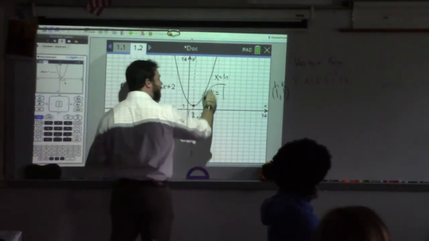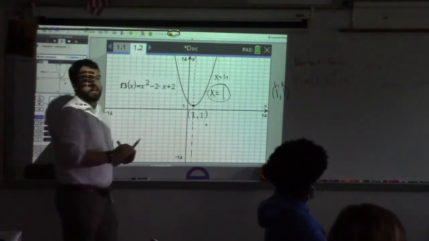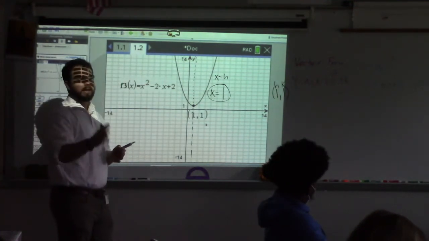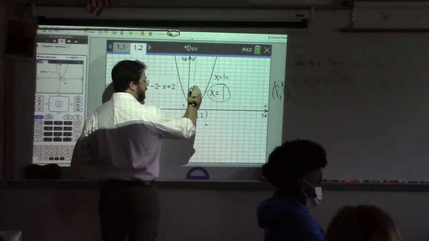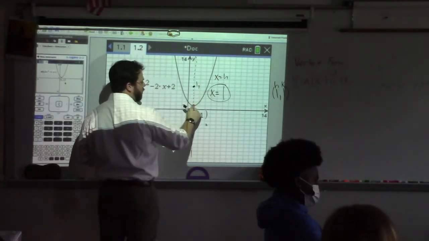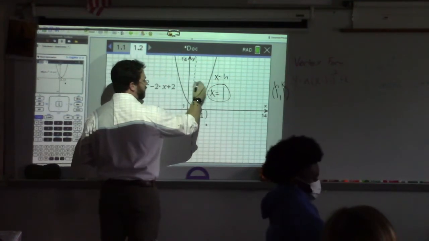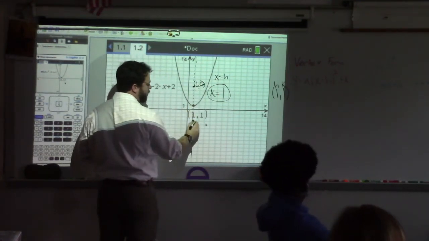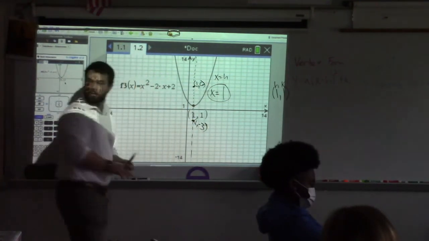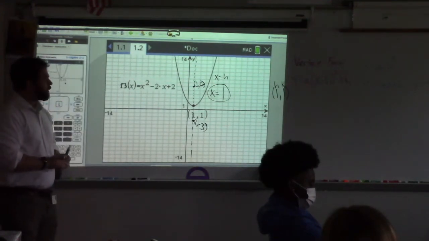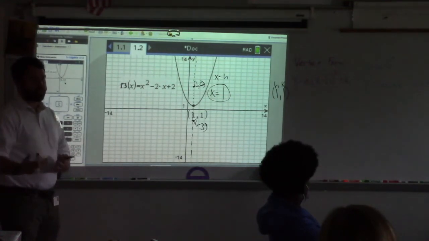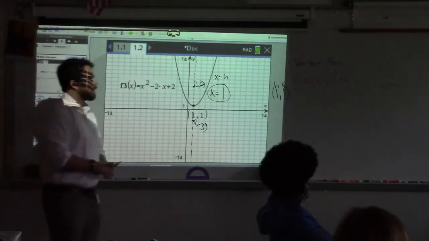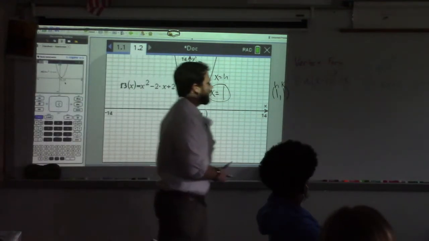Remember, the whole point of it being this equation is, it doesn't matter what the point is, the x value is always what? 1. Right? If I look at this point, that is (1, 1). If I look at this point, that is (1, -3). Okay? So the x value is 1, no matter what. That's why it's x equals h, the x value of the vertex. So hopefully that's a quick help.